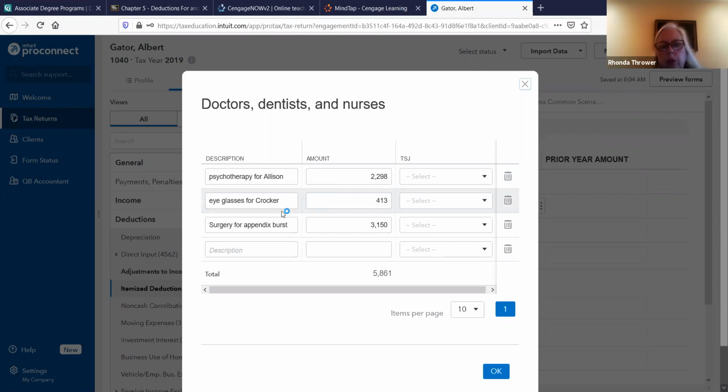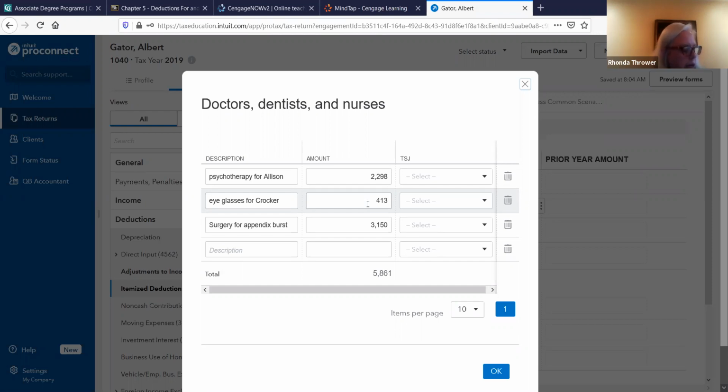Also, I went ahead and put eyeglasses for Crocker, $413. These are prescription eyeglasses, and I don't think it would make any difference if you put them under prescriptions, but I just chose to put it here. It's $413. Those are deductible.